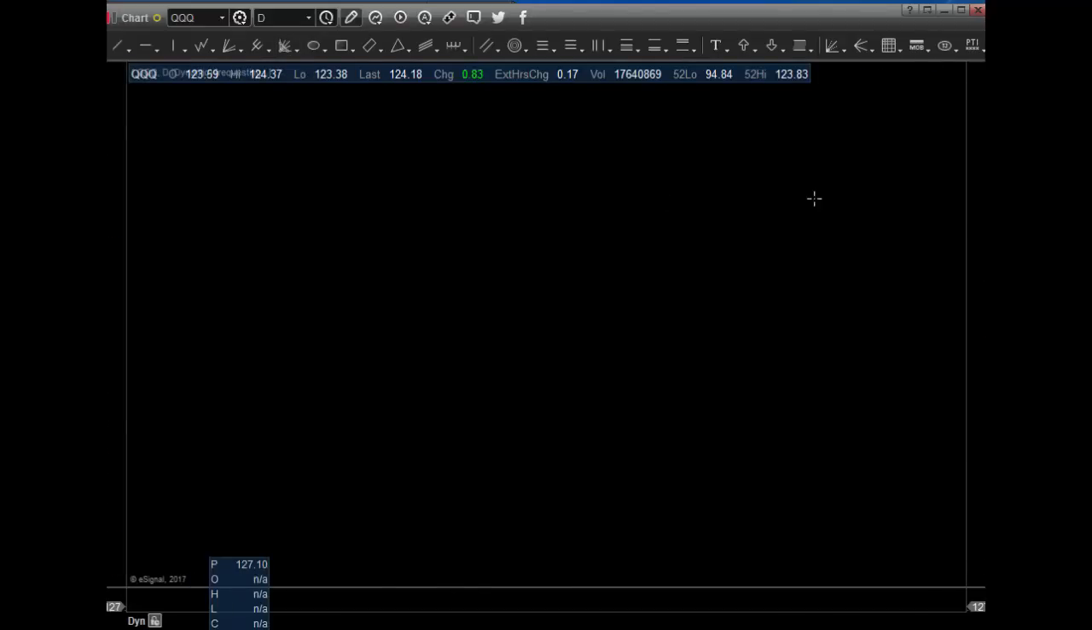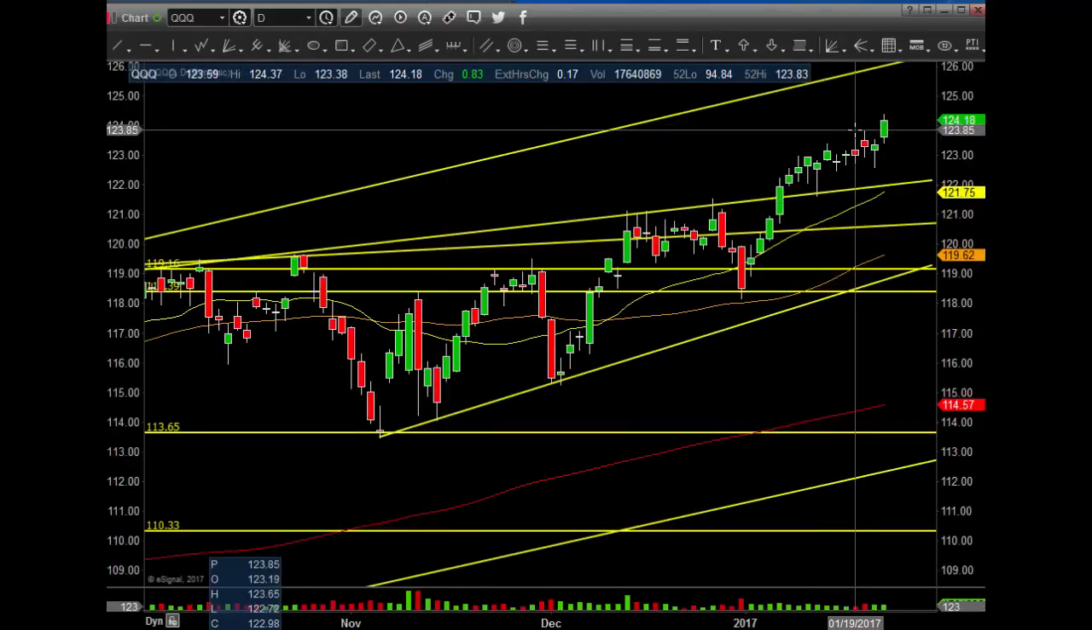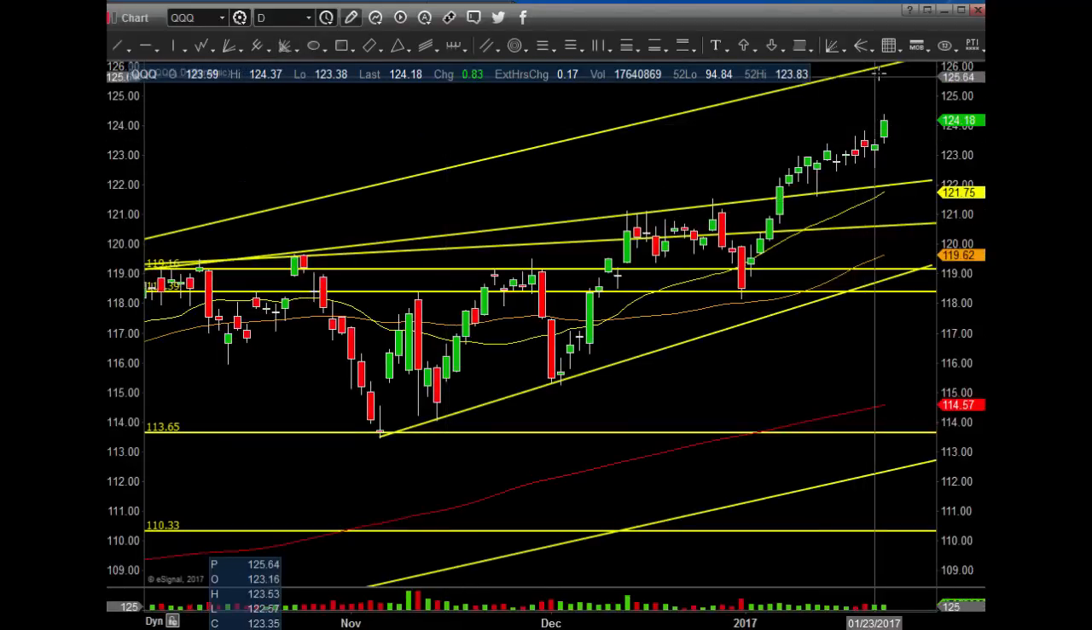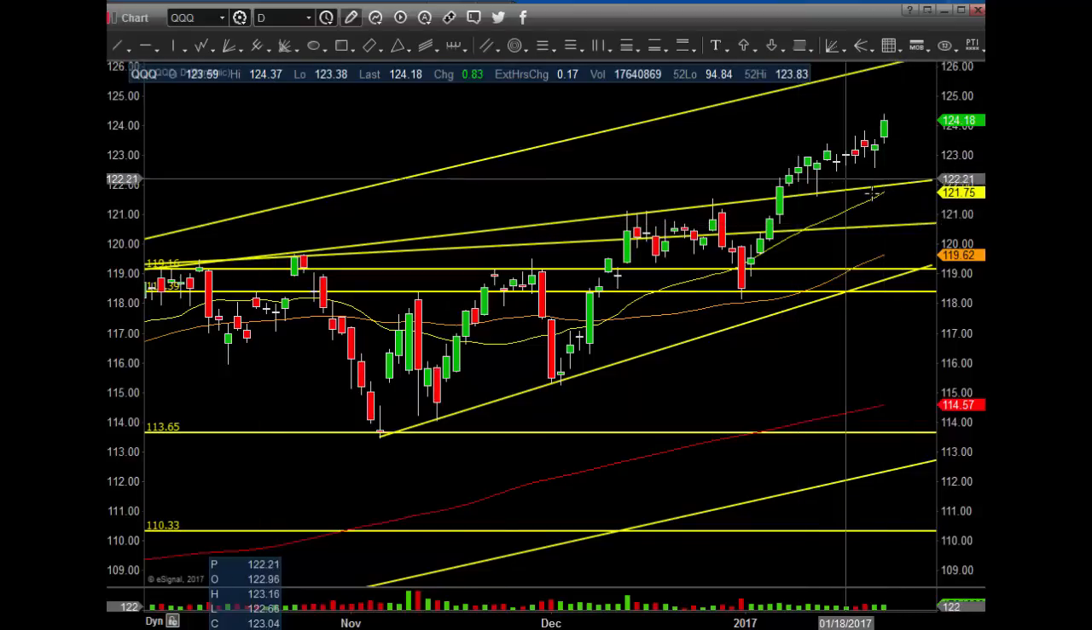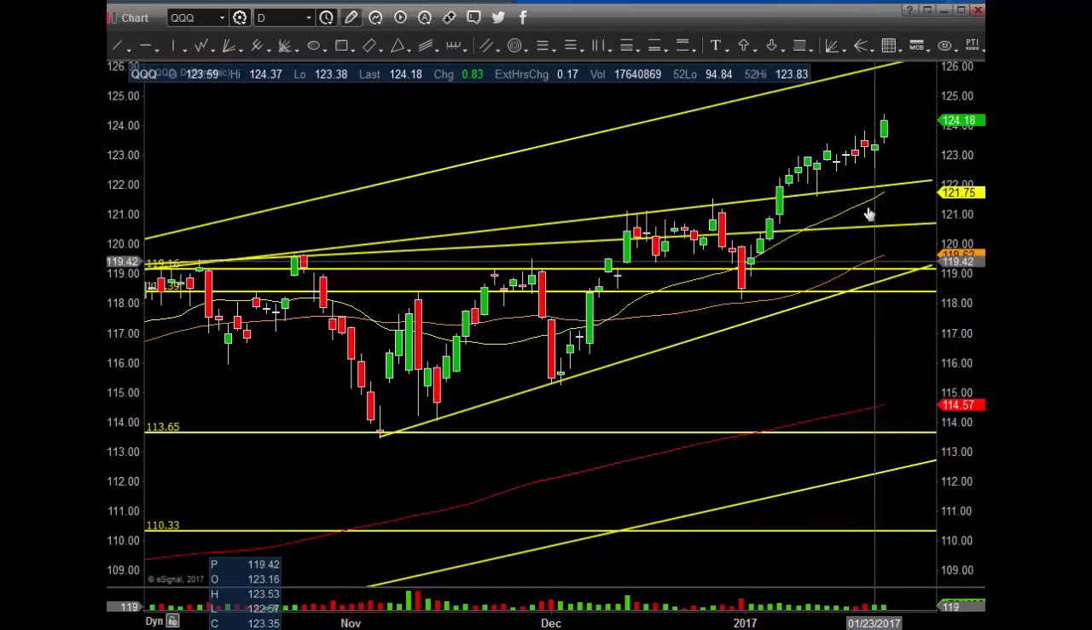Let's go to the daily. We closed above the all-time high too. You have to respect that. 126, this is an upsloping trend line. I'll show you on the weekly. But right now, you know what? Nothing wrong.